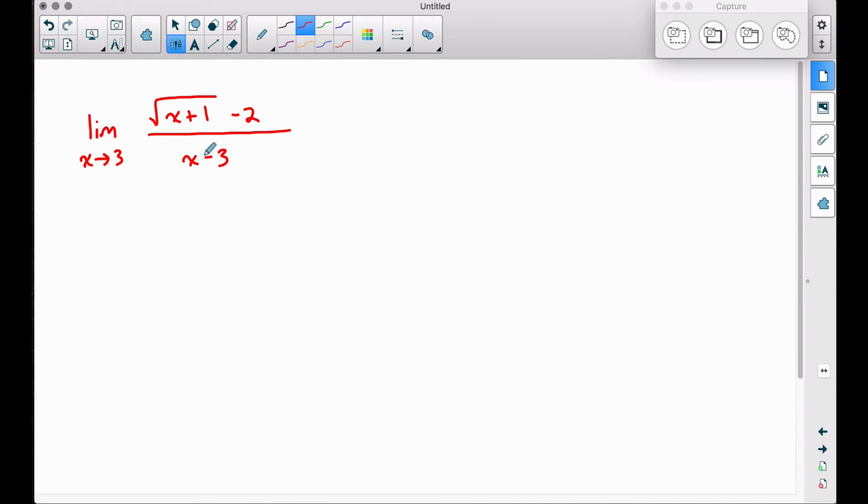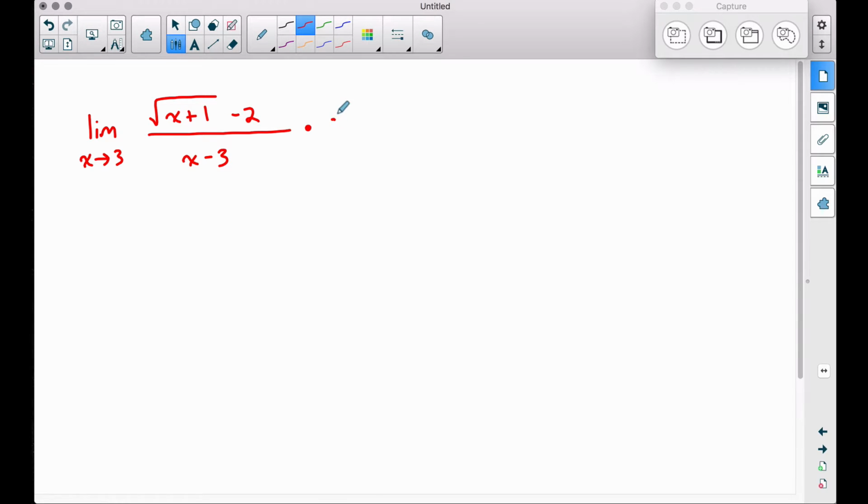So, right off the bat, if we try to plug in 3, 3 minus 3 gives us 0. I don't really care about the top. I know the bottom is messed up, and that's what's causing issues here. But we don't want to use the conjugate of the bottom. We want to use the conjugate of the top. We're going to do what's called rationalizing the numerator instead of the denominator here.